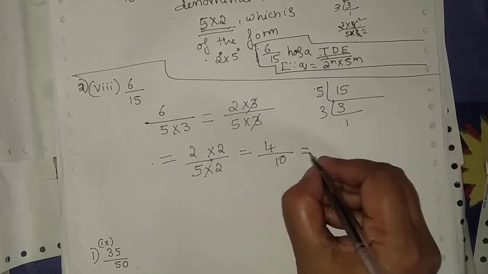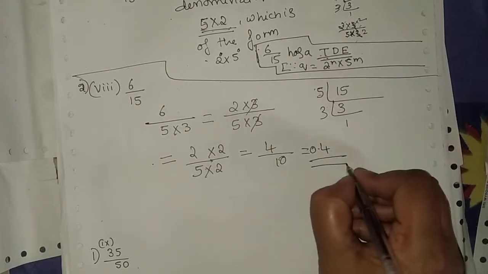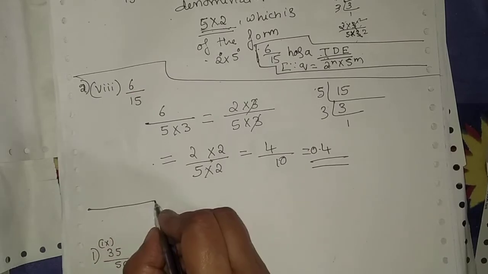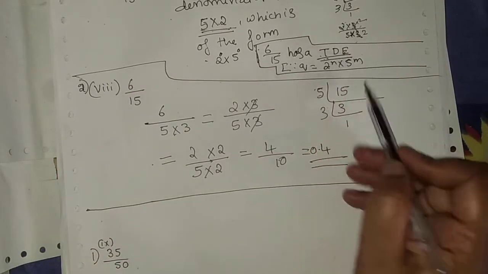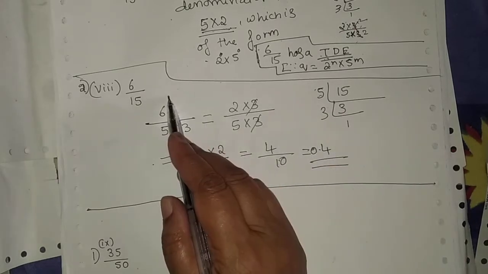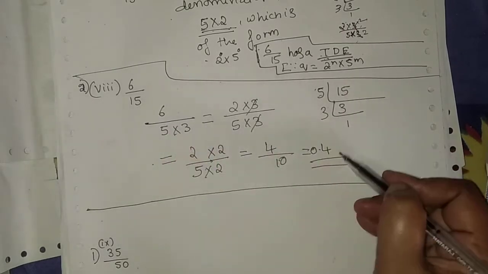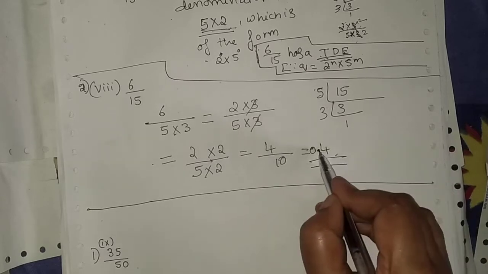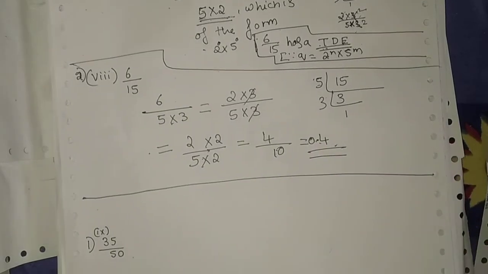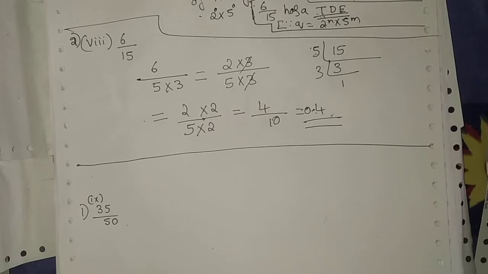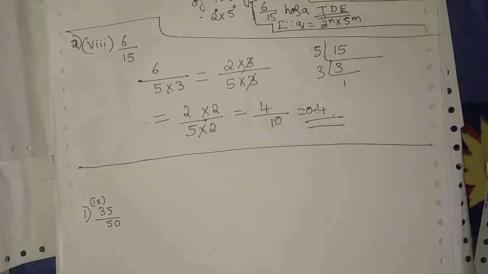4 by 10 is equal to 0.4. We have to write this in the decimal form. That is the second question. So since we got TDE here, we further continued with the second question and solved this and wrote this in the decimal form. So we will continue with the 9th problem now. The 9th problem given here is 35 by 50. We'll solve this.